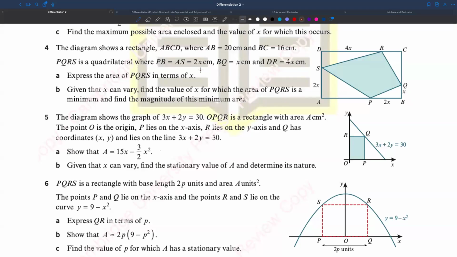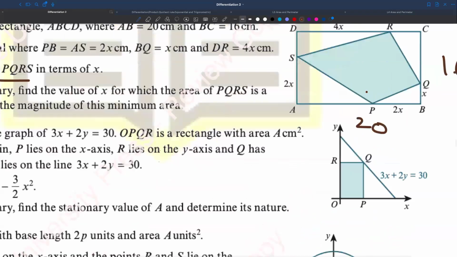In question 4, it says express the area of PQRS, basically the shaded area, in terms of x. Now, what I know is AB, the total length, is 20, and BC is 16. So the total area is 320, 20 multiplied by 16. So that's the first thing.